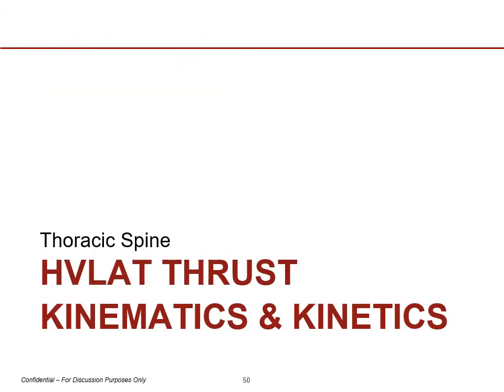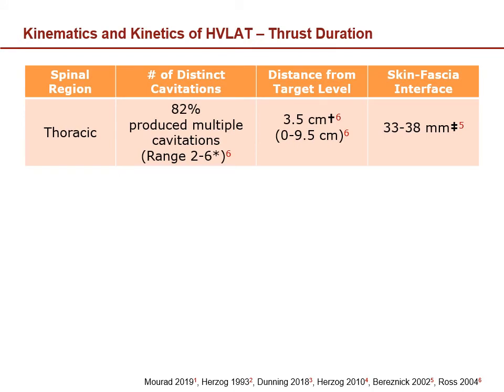All right, moving on now to the thoracic. Okay, so the number of distinct cavitations that we can get from a thoracic spine thrust is anywhere between 2 and 6. 82% of your thrust techniques should equate to multiple cavitations. The distance from the said target level can be anywhere between 3.5 and as much as 9.5 centimeters. And then the skin fascial interface, or the displacement of that, this is most pertinent with your prone techniques, will be between 3 and 4 centimeters.